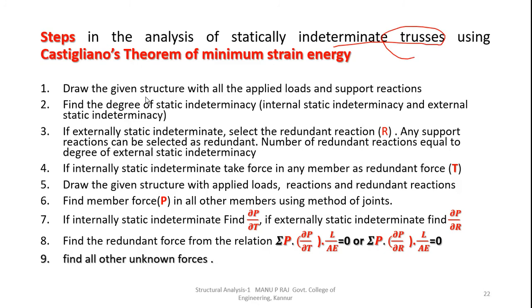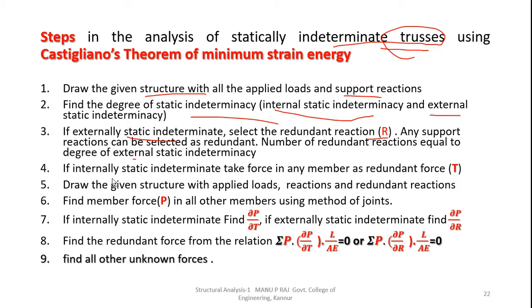First step, draw the given structure, means the given truss, with all the applied loads and support reactions. Next, find the degree of static indeterminacy. Static indeterminacy means internal static indeterminacy and external static indeterminacy. If the structure is externally statically indeterminate, select the redundant reaction R. Any support reaction can be selected as redundant. The number of redundant reactions is equal to the degree of external static indeterminacy.